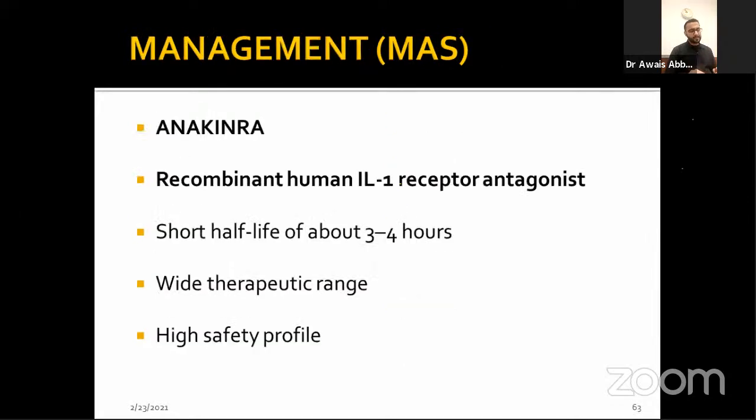Management of MAS is actually targeted towards interleukin-1 receptor antagonism. The agent that has been extensively studied is anakinra. It has a short half-life, of about 3 to 4 hours, a wide therapeutic range, and a high safety profile as well.